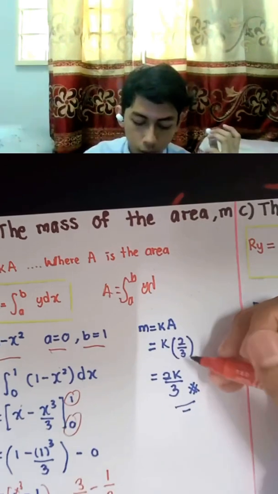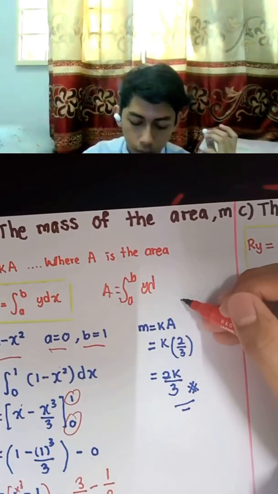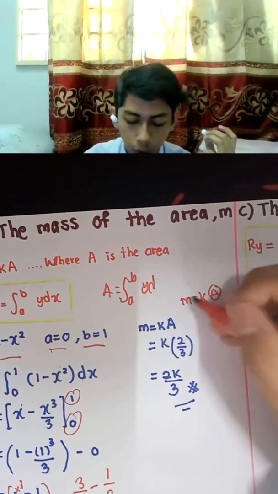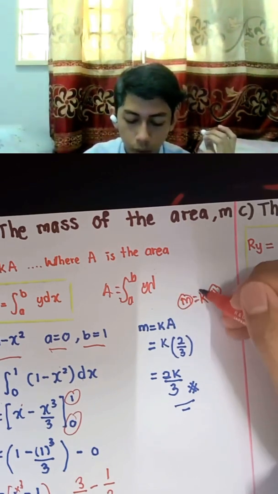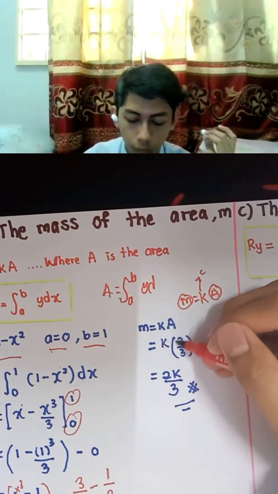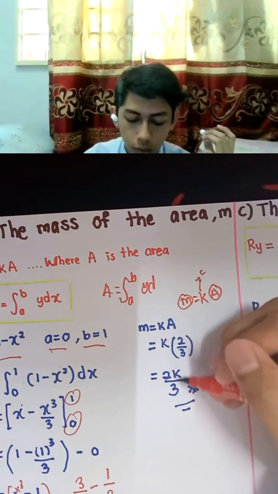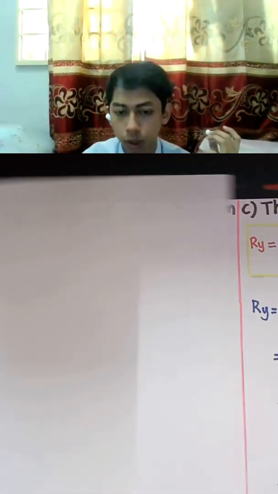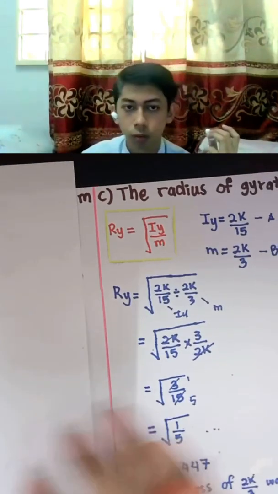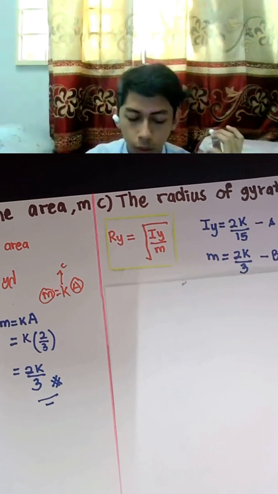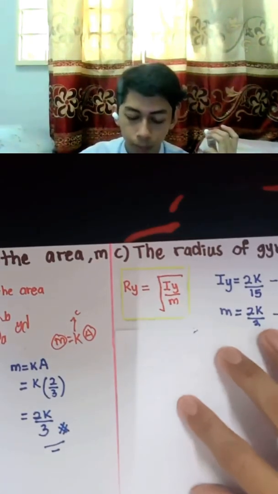Okay, so this is A, but we need to find the M. As you can see right here, we have the formula M equals k times A. So we have A, and we need to find M. But k is the constant, so we can just write k times 2 over 3. We get 2k over 3. Okay, so that's settled for B. Next, we go to C, where we need to find the radius of gyration.